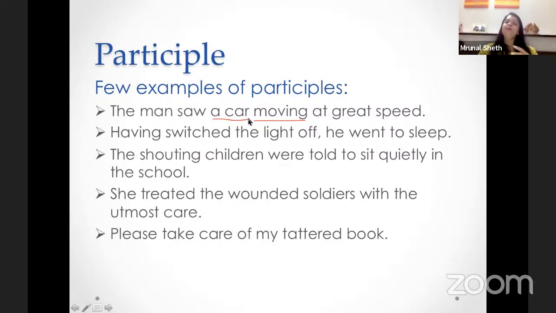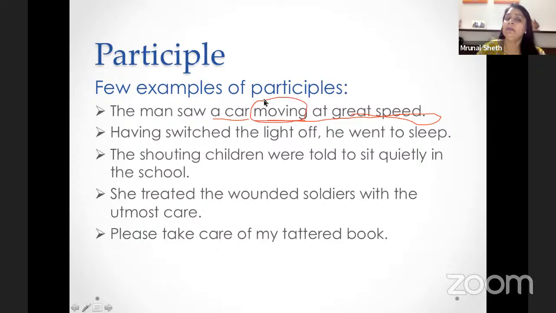So far, whenever we have learned adjectives, you've always seen that the adjective comes before the noun. But when participles are used as an adjective, sometimes they also come after the noun. So here, the car, which car? The car which was moving at a great speed. So this is describing the noun car, and hence it's a participle.